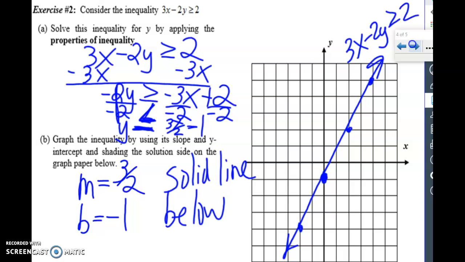Okay? And now we want to shade this inequality. Well, we've got the line and we've got some answers. So some of the answers this time are on the line because it's solid, and the other answers are below the line because it is less than. Okay? So hopefully this is all kind of coming together and making sense.